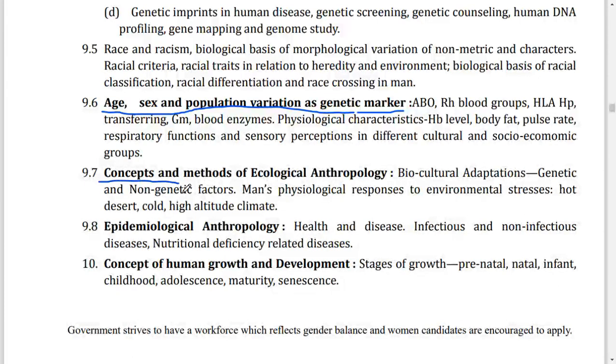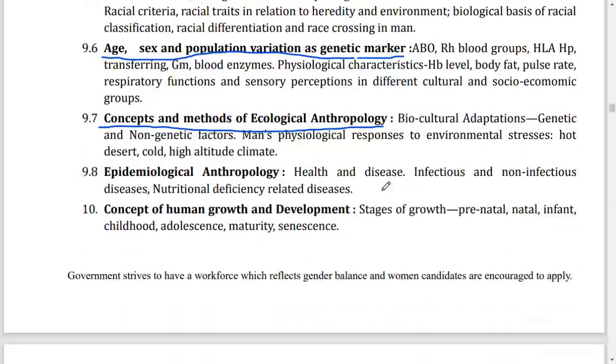Concept and methods of ecological anthropology. Biocultural adaptation, genetic and non-genetic factors, man's physiological responses to environmental stresses: hot desert, cold, high altitude climate. Epidemiological anthropology, health and disease, infectious and non-infectious disease, nutritional deficiency related disease.